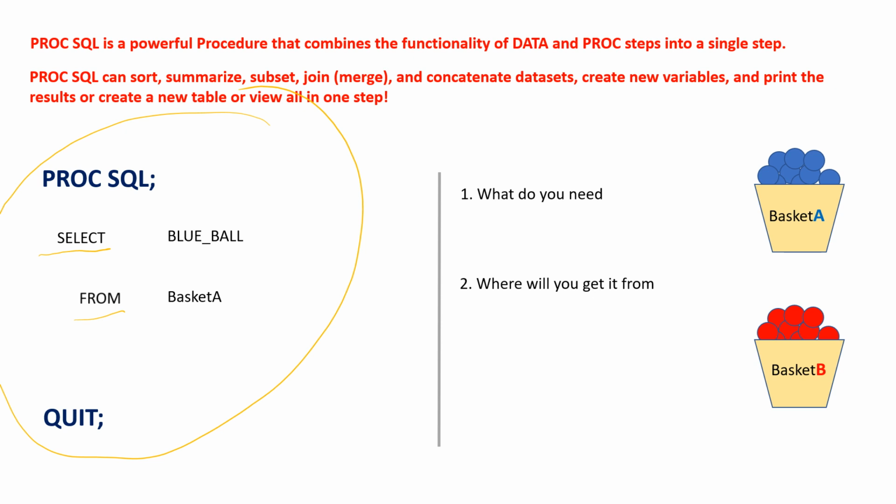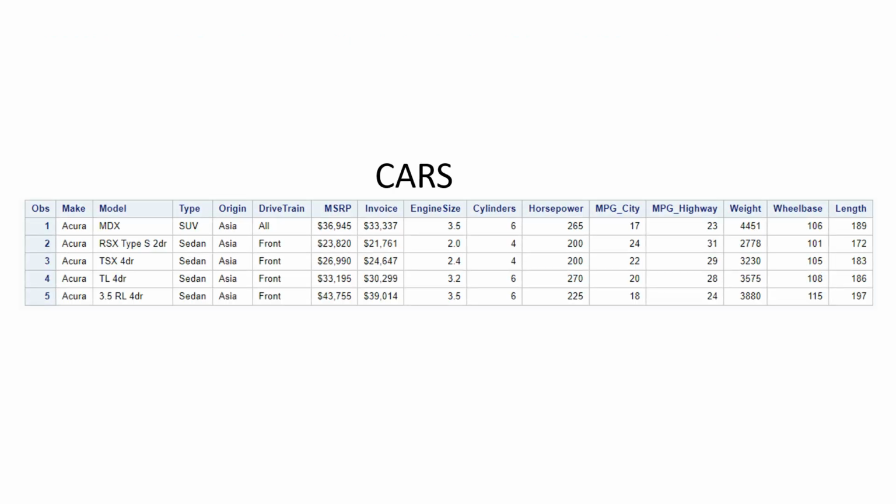Here, all we wanted to say is, for example, if you have a table named basket A and another table basket B, and you want a variable named blue ball, then how would you select that? For that, you just need to write select blue ball from basket A. Now, let's consider that you have a table cars. And out of all these variables, you want to print only these two variables, which are model and type. How would you write the syntax? I hope by now you understand it well. I encourage you to stop the video and try to write the syntax for that.